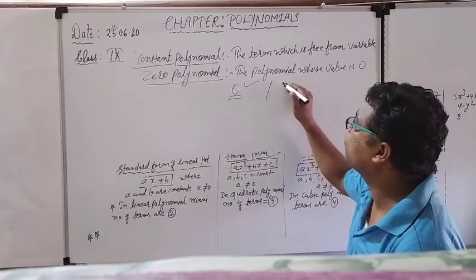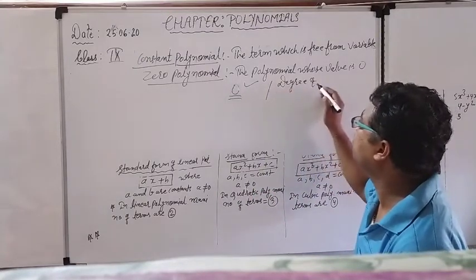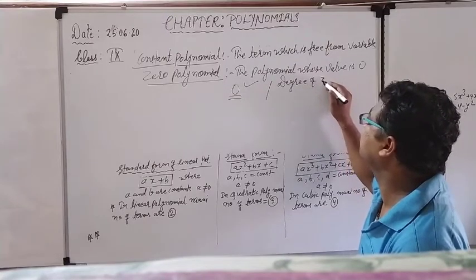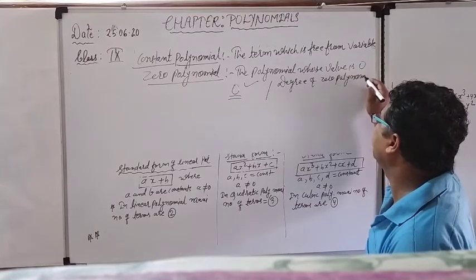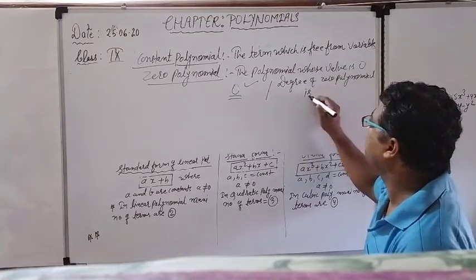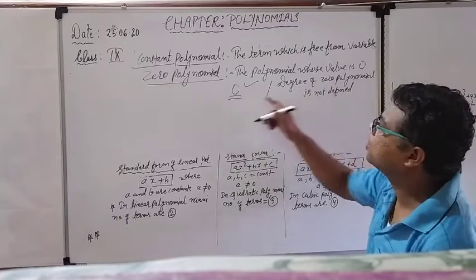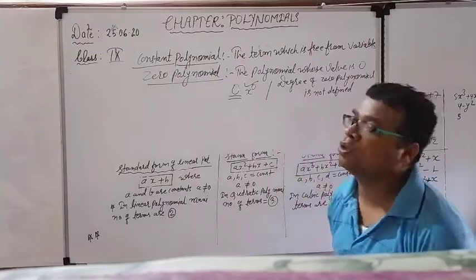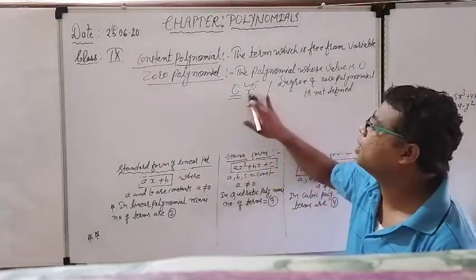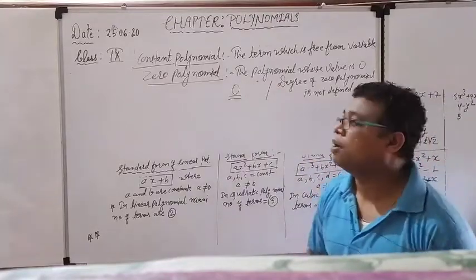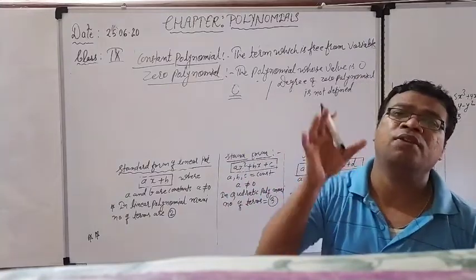If you talk about the degree of the zero polynomial, what is the degree of the zero polynomial? The degree of the zero polynomial is not defined. Why is it not defined? See here, I cannot write x to the power 0, because that is for the constant polynomial. For the constant polynomial the degree is 0, but for the zero polynomial the degree is not defined, because the numeric value is only 0.